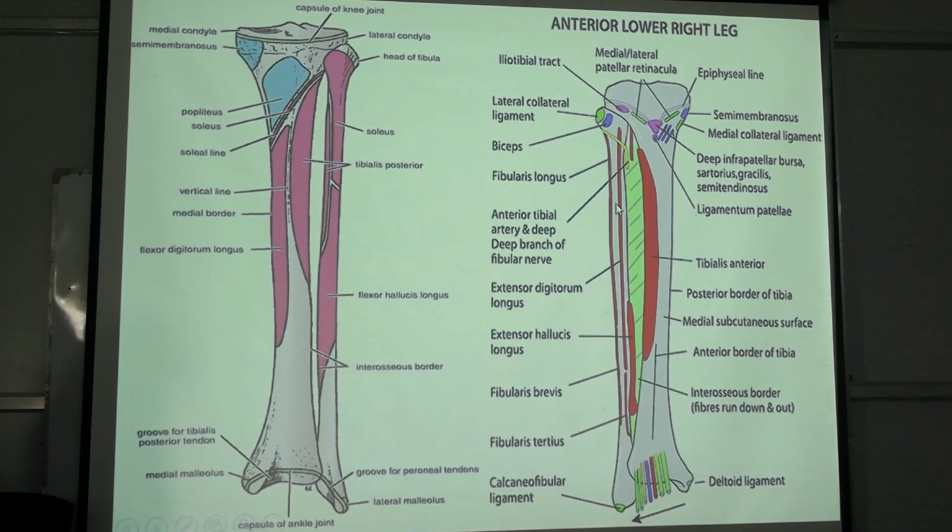Now if you go by the interosseous border, it has two muscles attached to it, which we call extensor muscles: extensor digitorum and extensor hallucis.